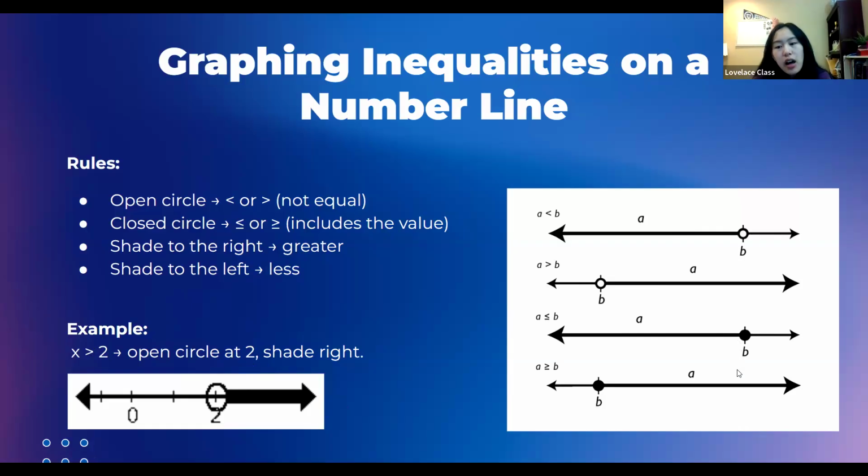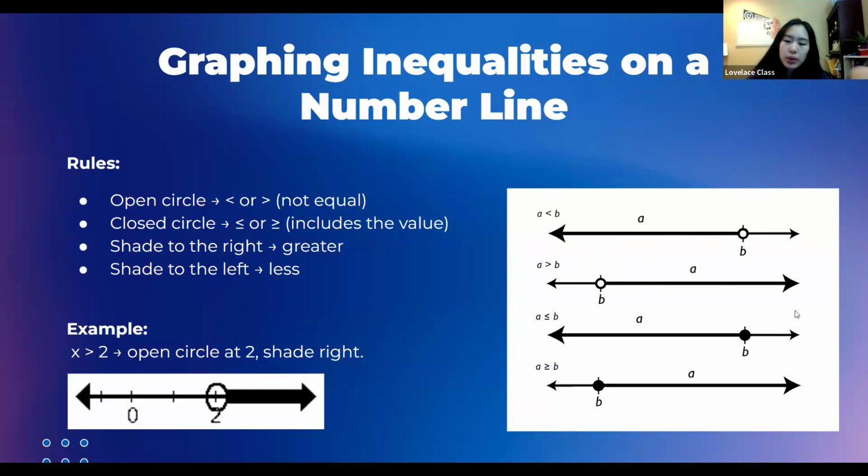But this is just all 4 different types, right? If A, which is some number, is less than B, not equal to, then A can be any number to the left of B. So you draw this as an open circle and an arrow to the left. If A is greater than B, then it's to the right, but it's still an open circle.